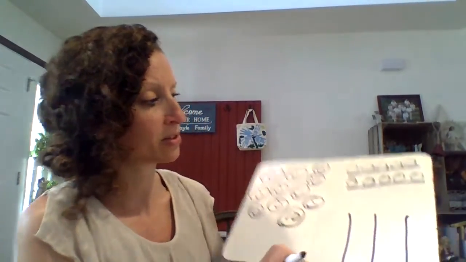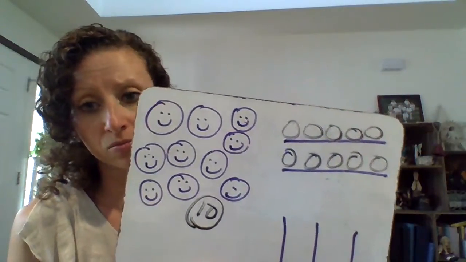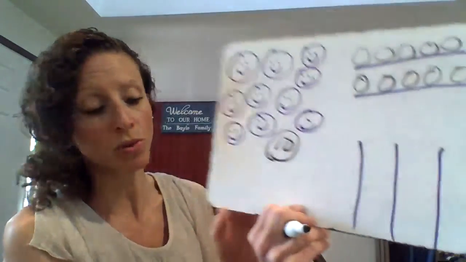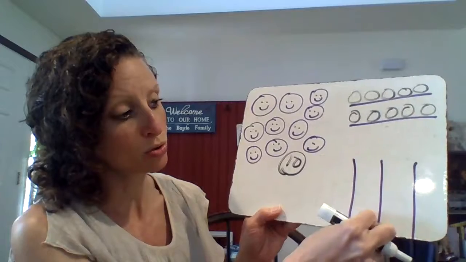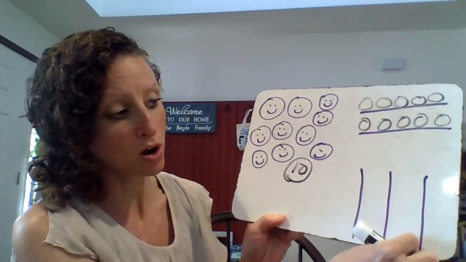So I'll draw my happy faces, and I'm just going to make circles so it goes a little faster. There's my 2 rows of 5. Now down here, look what I have. I have 2 columns. 2 columns.